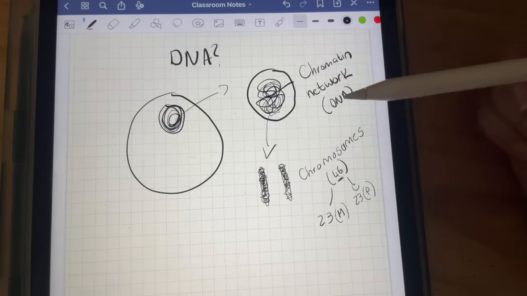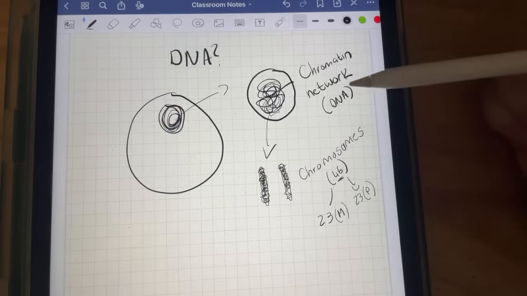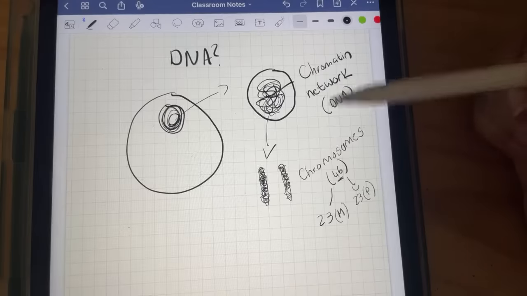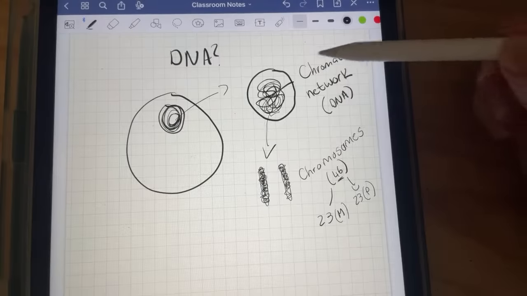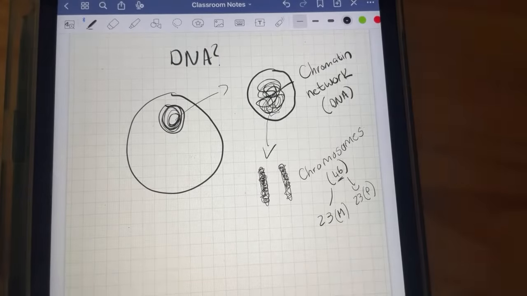The main difference is a chromosome is made up of a piece of the chromatin network that's condensed and formed a chromosome. So technically, the chromatin network is a long piece of DNA, and then we cut it up into 46 pieces and we condense them into these rod-shaped chromosomes. And that is where your DNA is housed and kept.